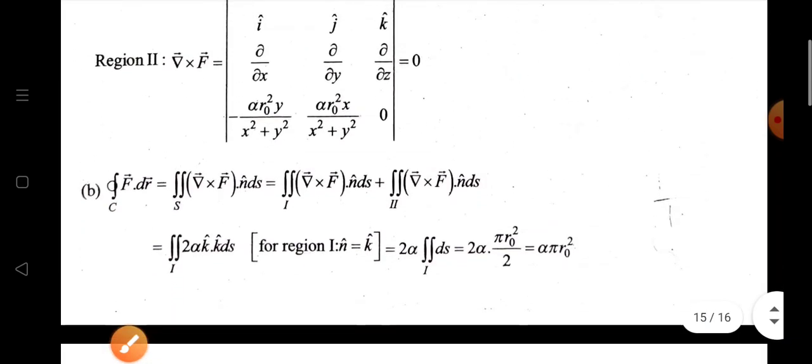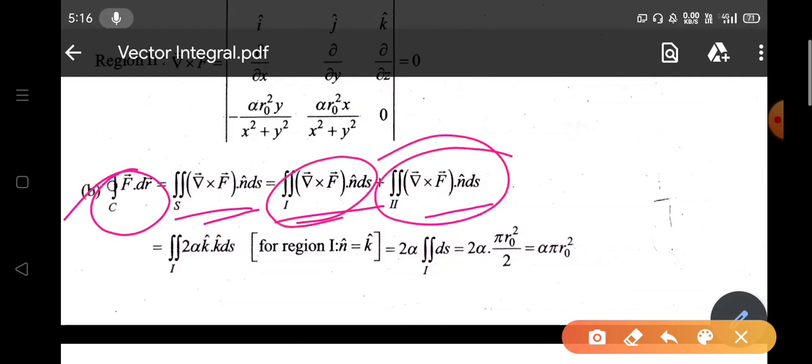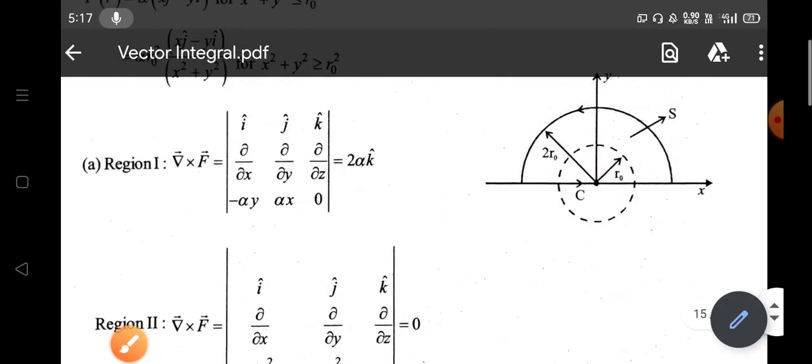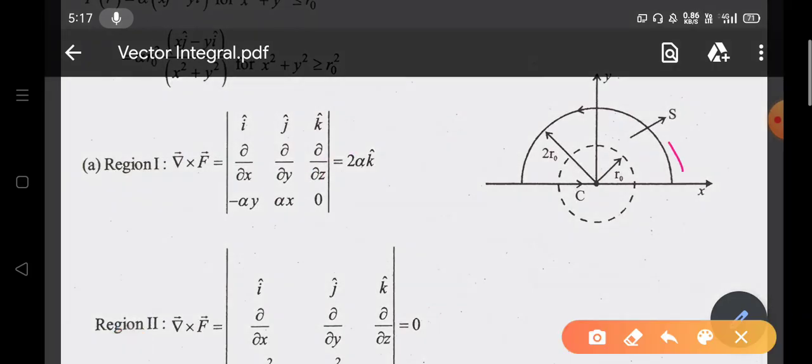Okay, for the closed integral of F dot dr, you apply Stokes theorem, that is the surface integral of curl of F dot n cap ds, and you divide it into two different regions, one for region 1 and another for region 2, just because in the two regions the F field has different values. So curl of F for region 2 is 0, and curl of F for region 1 is 2 alpha k cap, which you already got. Now what is the sense of the rotation?